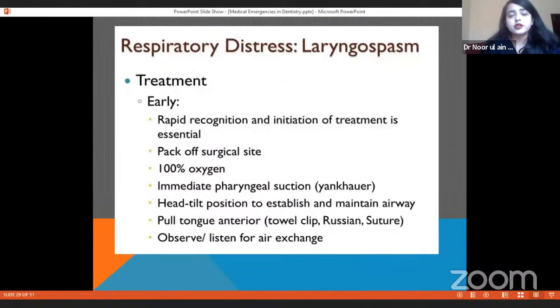So respiratory distress, laryngospasm. The treatment in the early stages, rapid recognition and initial treatment, is essential. Pack off the surgical site, give 100% oxygen, immediate pharyngeal suction, and tilt the head as always, because head tilt is a must position to establish and maintain the airway. Pull the tongue anterior, that is with a towel clip. You can do it with a towel clip or something, and then observe or listen for air exchange.